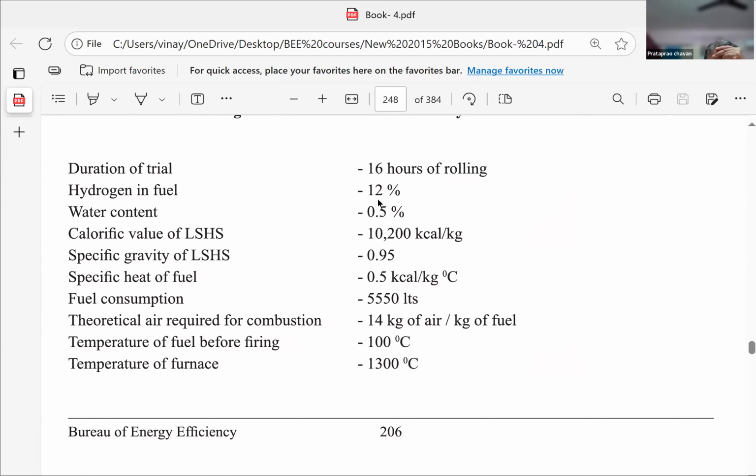So the example here is 16 hours of rolling. Hydrogen in fuel is 12%. Water content 0.5%. Calorific value of low sulfur heavy stock, that is fuel, is 10,200 kilocalories per kg. Specific gravity of this is so much. Now, since you are used to solving the problem, just tell me what is the significance of giving the specific gravity?